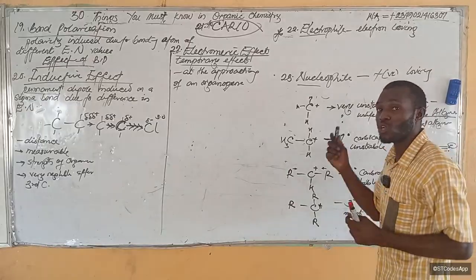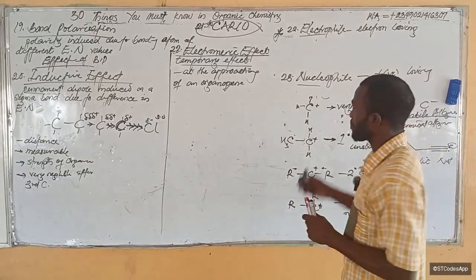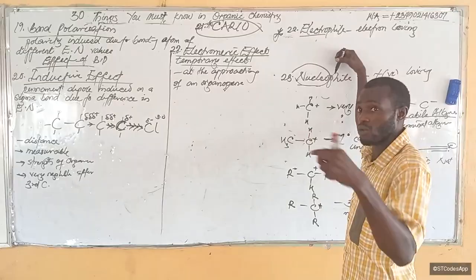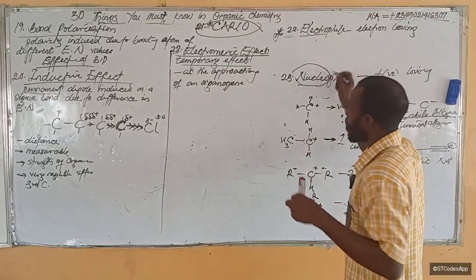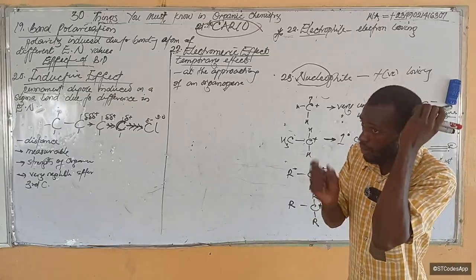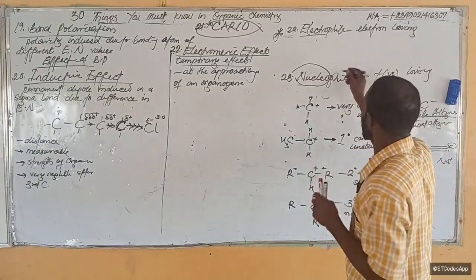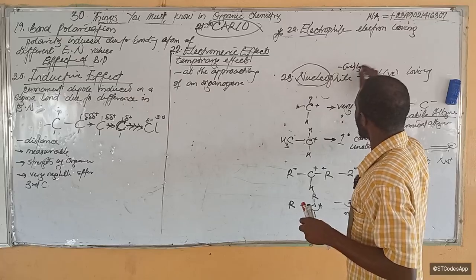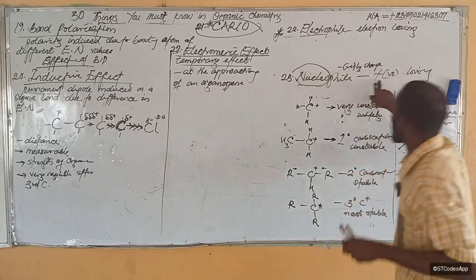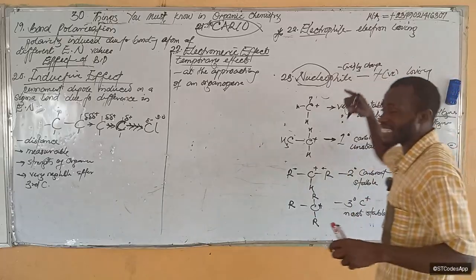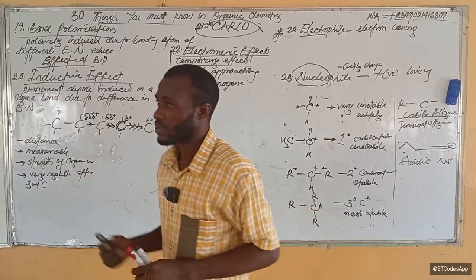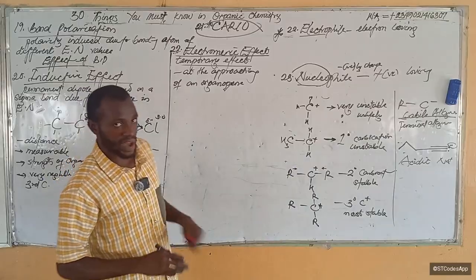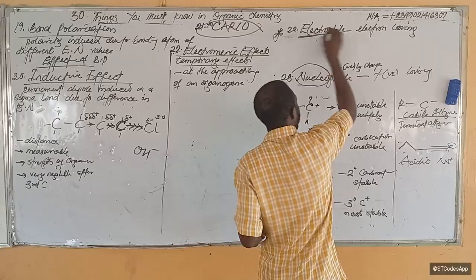Now this is where students get confused. Remember, nucleus loving means positive charge loving, because the nucleus is positive. And in electrostatic law, positive and negative attract. So because of that, these guys are negatively charged. That's why they are attracted to the nucleus. So negatively charged organogens will be what? For example, OH minus will be a nucleophile.